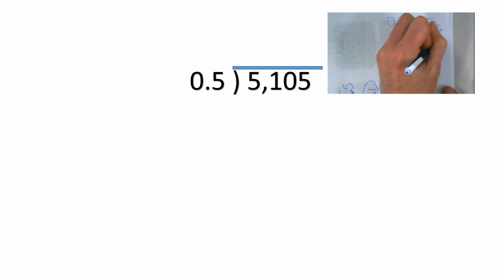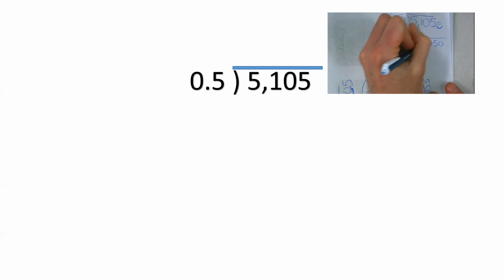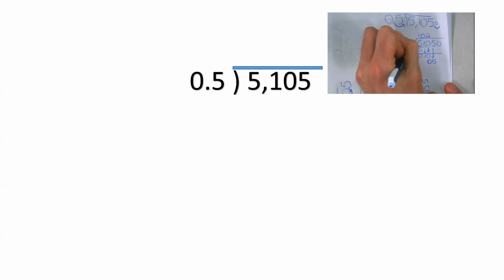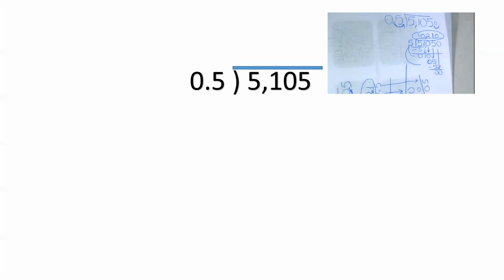51050 divided by 5. 5 goes into 5 one time. What's left over? Nothing. Bring down the 1. 5 goes into 1 0 times. What's left over? The whole thing. How many 5s go into 10? 2. What's left over? Nothing. How many 5s go into 5? 1. What's left over? Nothing. How many 5s go into none? Well, none. So that answer is 10,210.